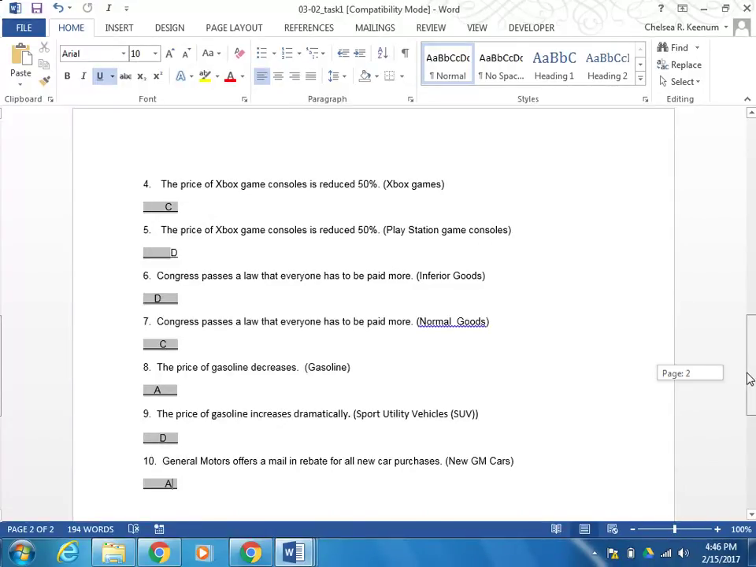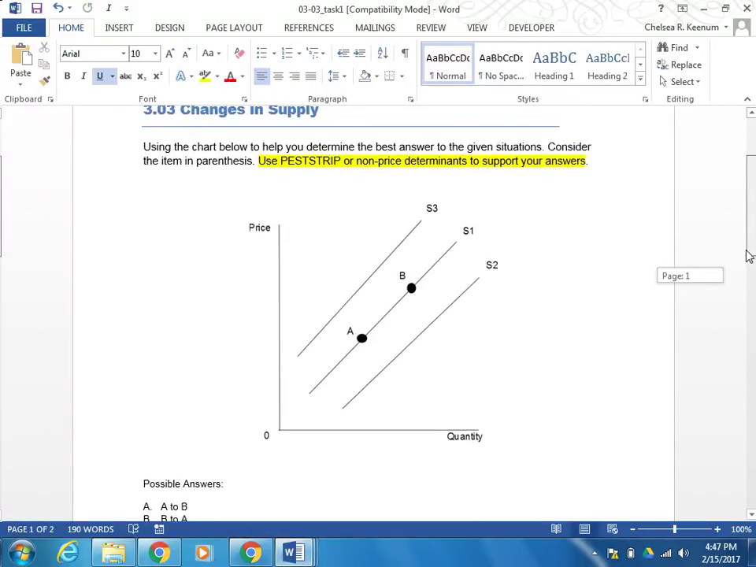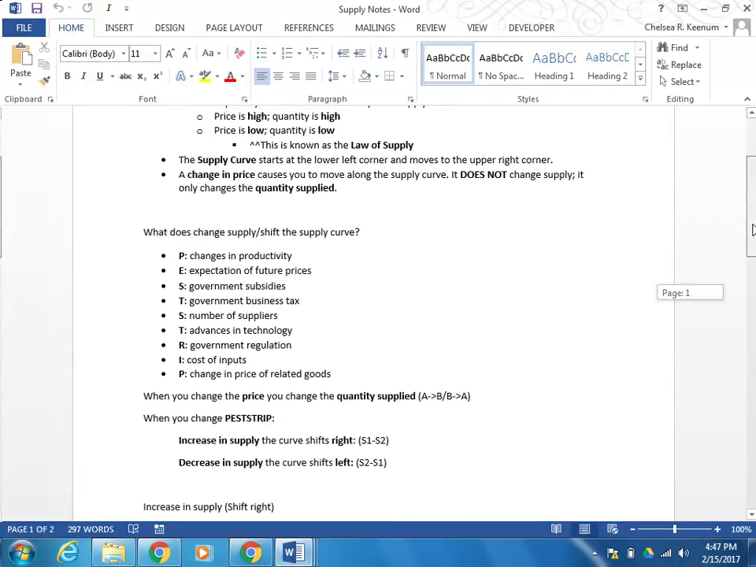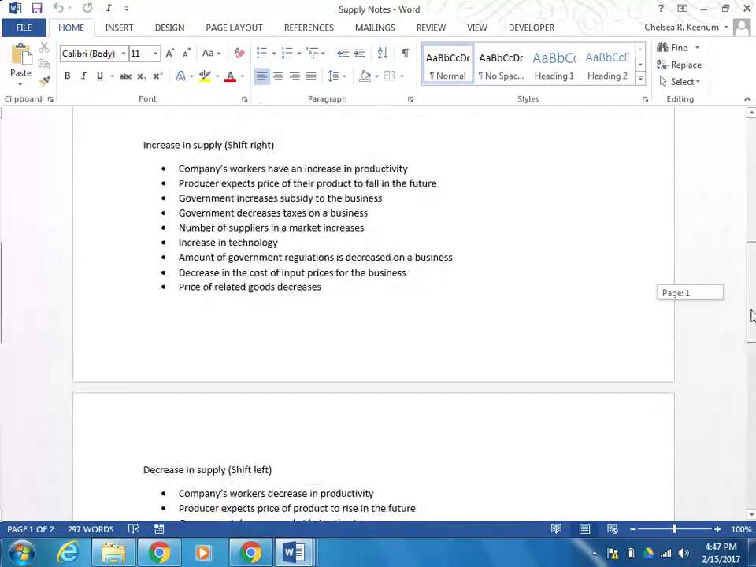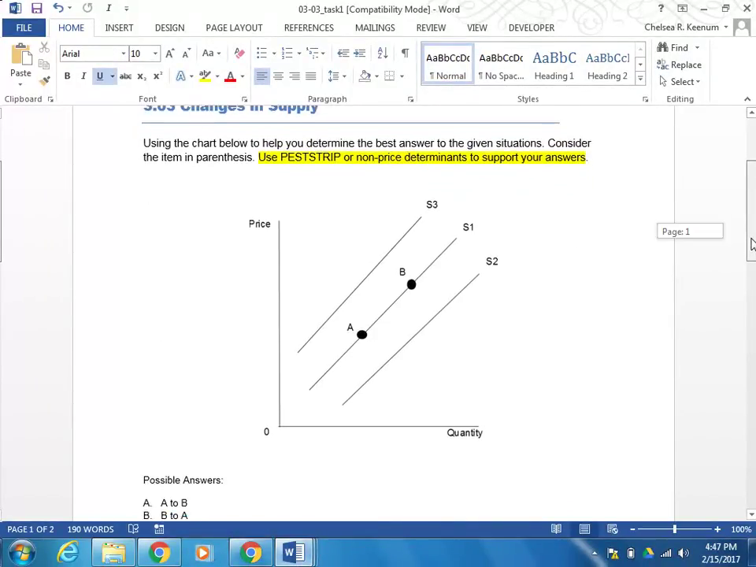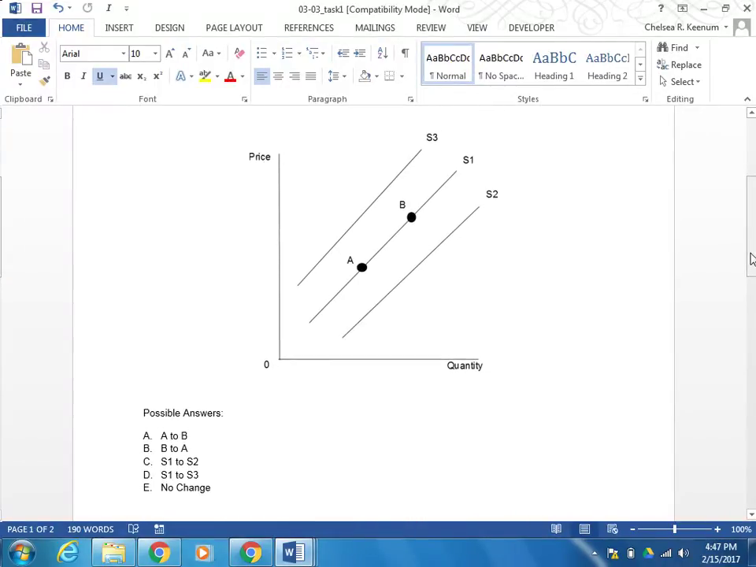Okay, the cost of resins used in the making of plastic decreases. So what's going to happen to toys? The supply is going to increase. It's going to be C. Your supply curve is going to shift to the right. And that is because the material used to make toys is plastic. So now the cost of resins, which is used to make plastic, is going to decrease. So your materials are going to be cheaper now so you can make toys more cheaply.